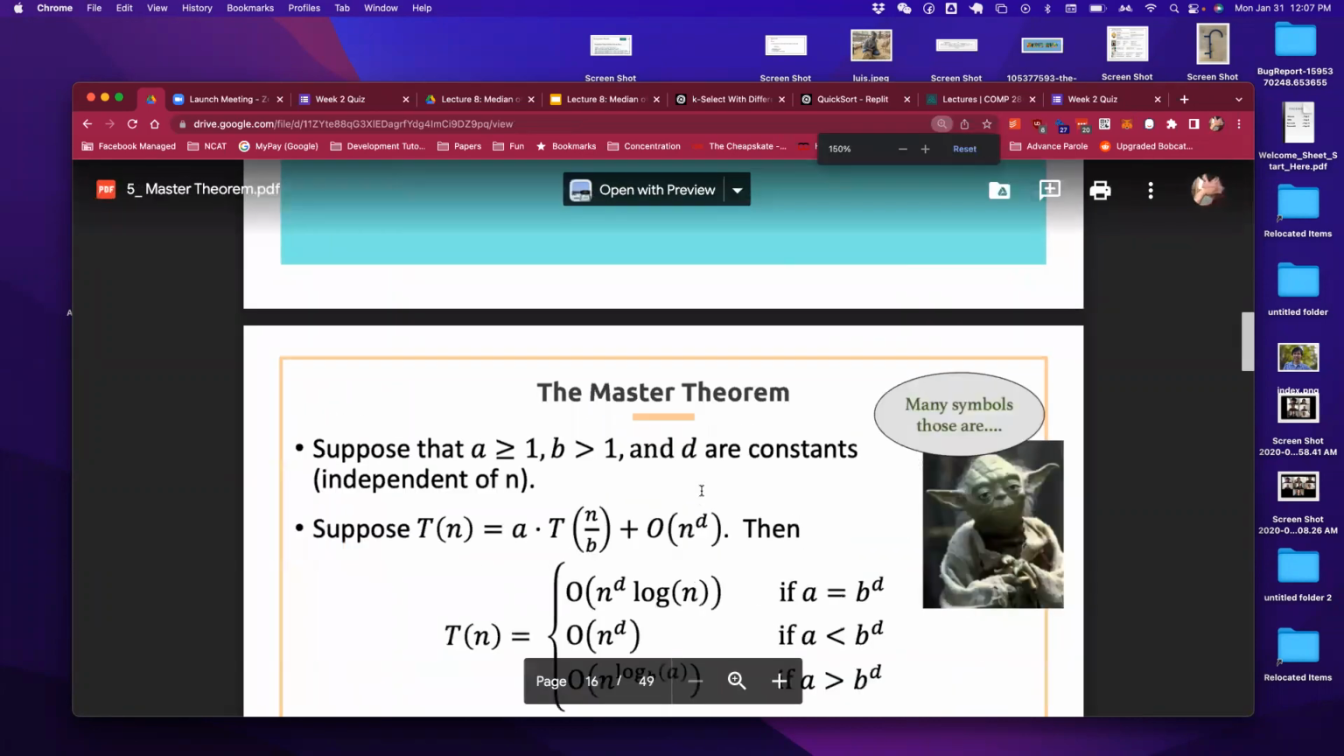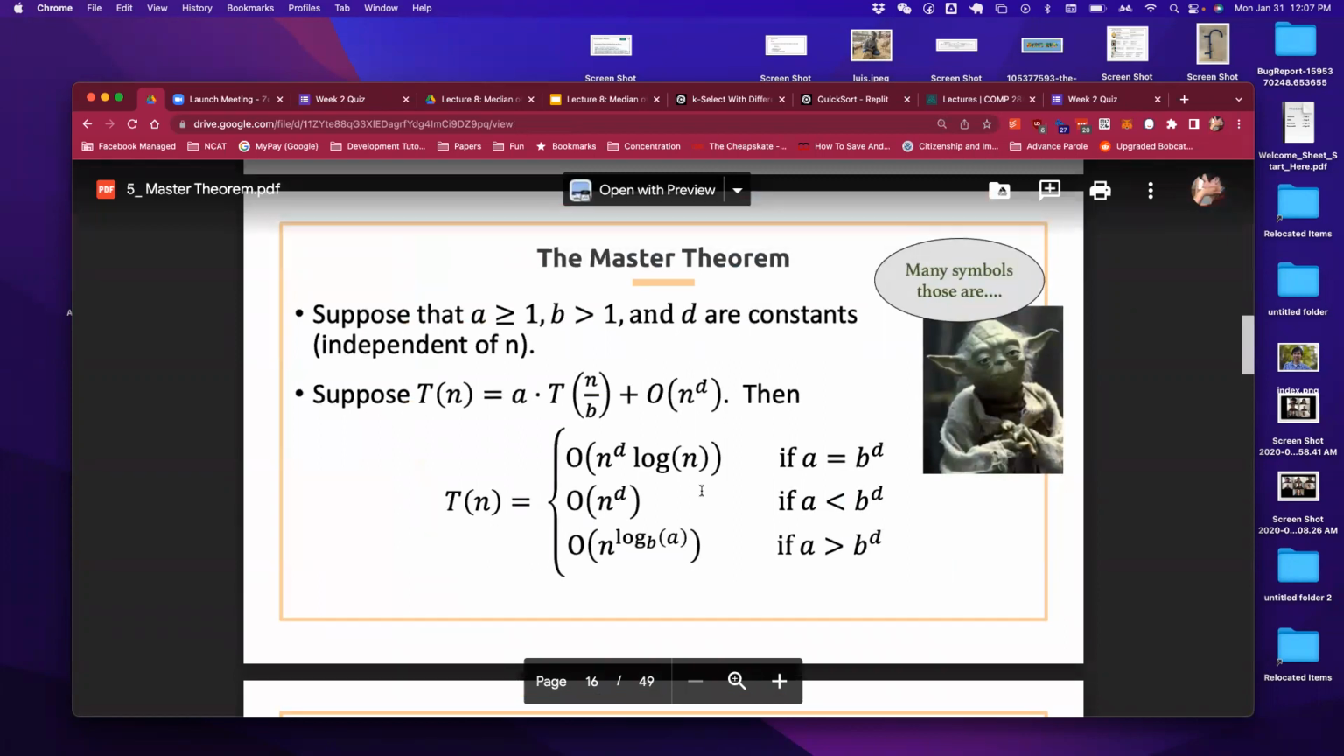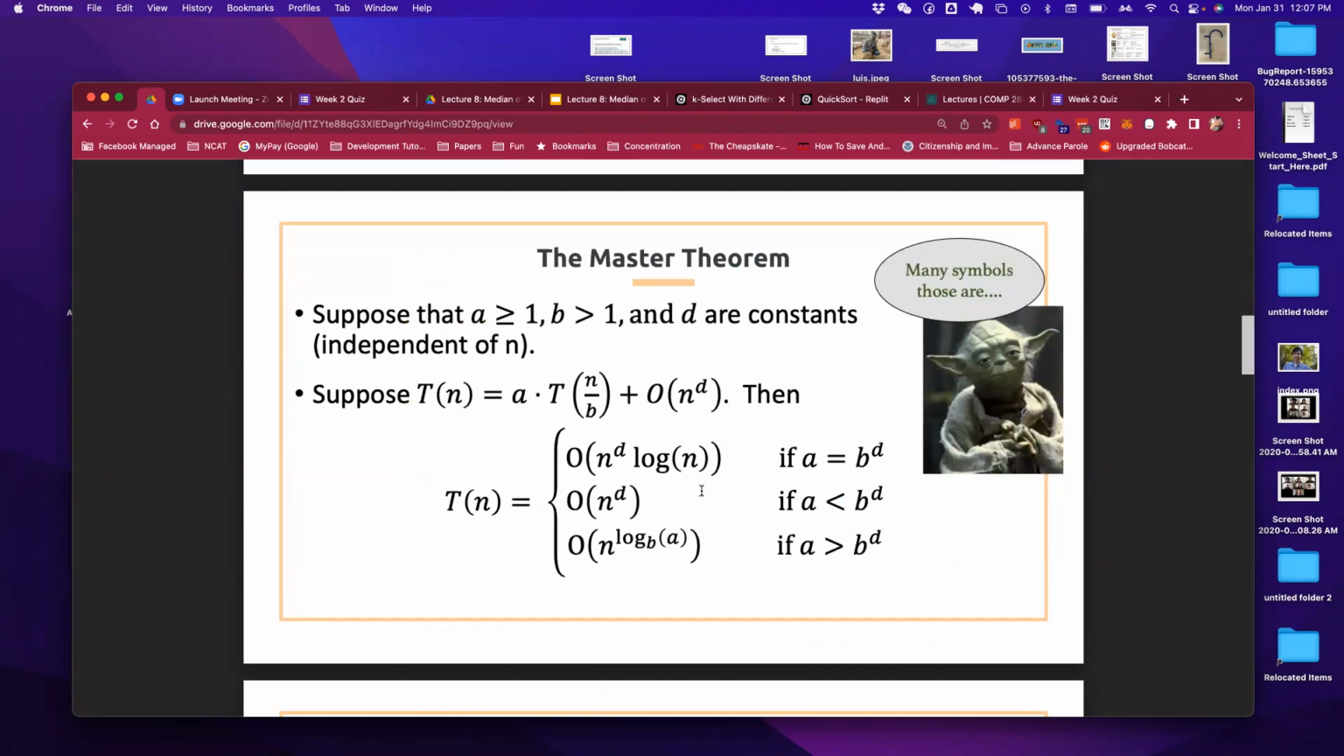I suspect this slide might be useful. On an exam, I would probably give you this, so you don't necessarily have to memorize it, but you need to know how to use it.